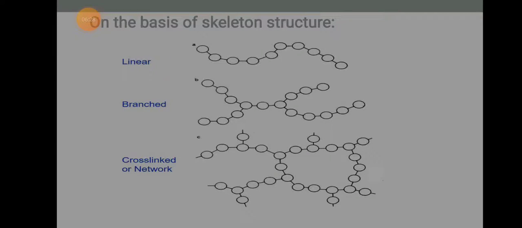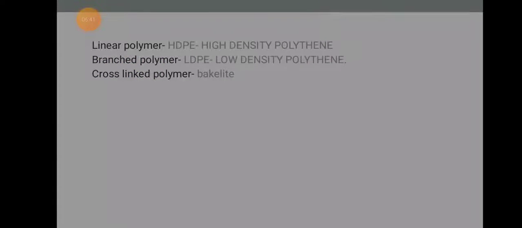This is just one of the structural units I have taken. If you see the whole picture of the structural unit, it's just like a network. That's why it is known as cross-linked or network polymer. Okay, so yes, this is the important thing.